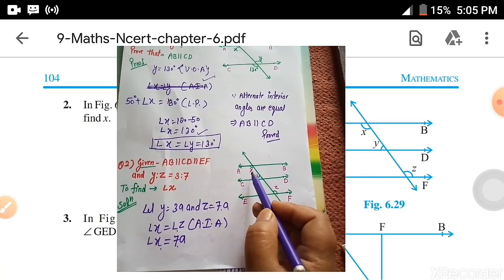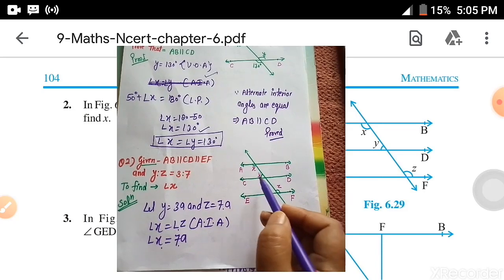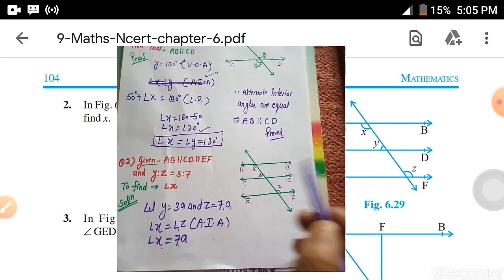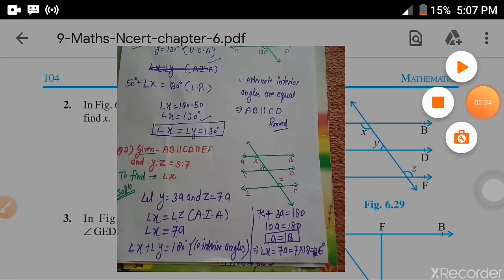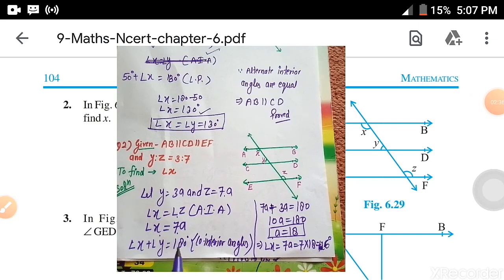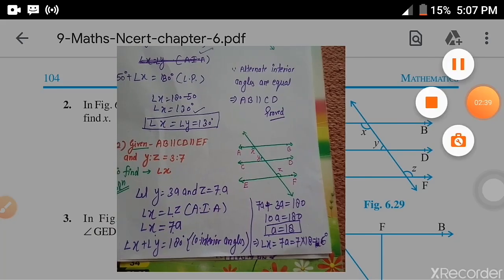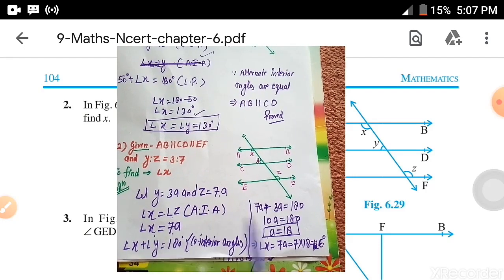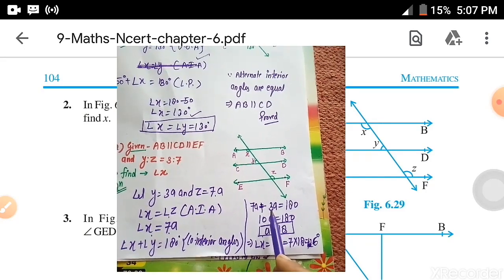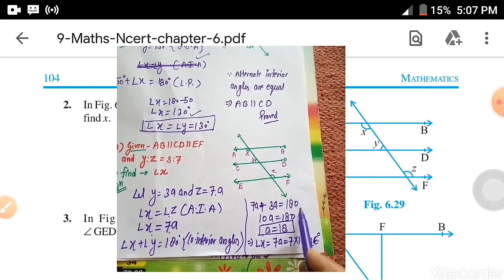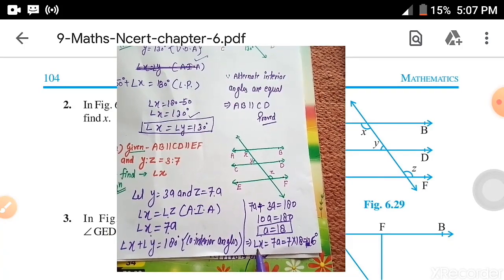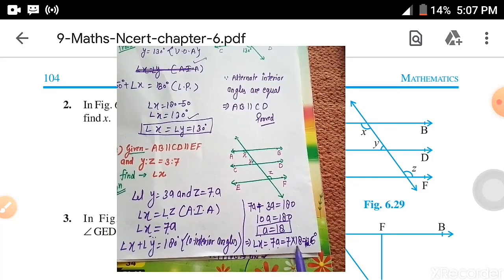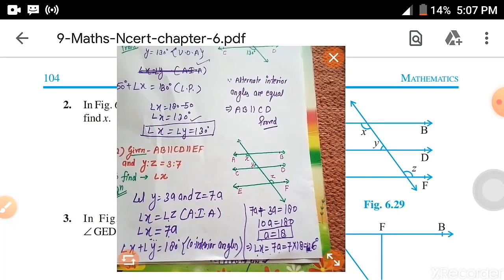Now what is the relation between X and Y? You can see that these are co-interior angles, and the sum of co-interior angles is equal to 180 degree. Hence angle X plus angle Y is equal to 180 degree. Now the value of angle X is equal to 7a and the value of Y is equal to 3a. If we add these to 180, then a is equal to 18 degree. But we have to find out the value of X, and the value of X is 7a, that means 7 into 18 is equal to 126 degree is the answer of this question.